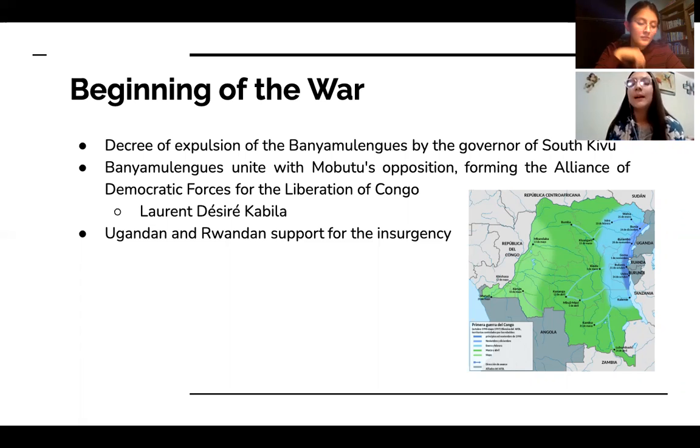However, the Banyamulenge rebelled and allied with Mobutu's opponents and formed the Alliance of Democratic Forces for the Liberation of Congo-Zaire. This alliance was supported by the heads of state in the Great Lakes region, notably Paul Kagame, president of Rwanda, and Yoweri Museveni, president of Uganda.